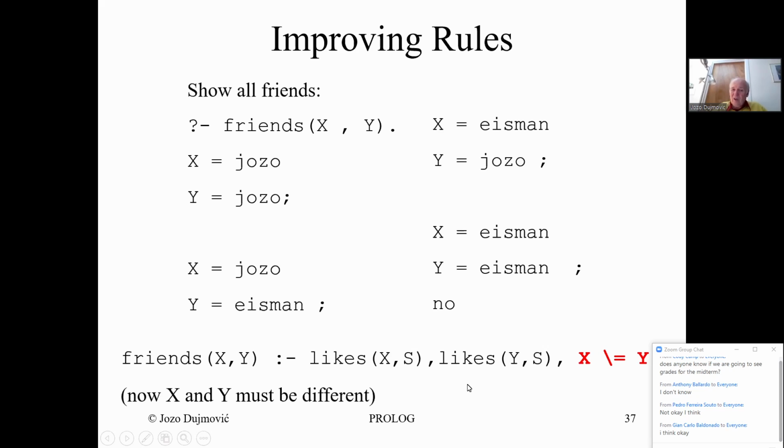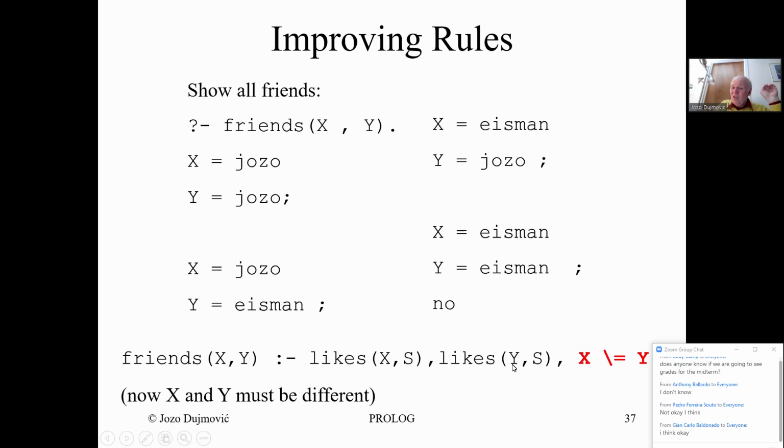But let me ask you the third question. If I put this X different from Y here in the middle, between likes X and likes Y, would that work or not? No. Bravo, bravo. No, for what reason? Y hasn't been instantiated at that point. Of course, at that point, Y has not been instantiated, and therefore you are checking one variable that is instantiated with one noun variable. There is a big difference between this relationship and this predicate relationship.